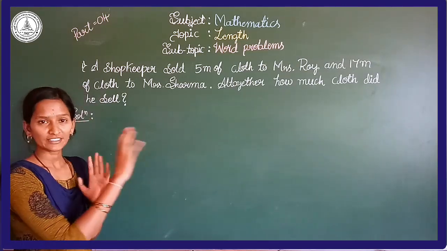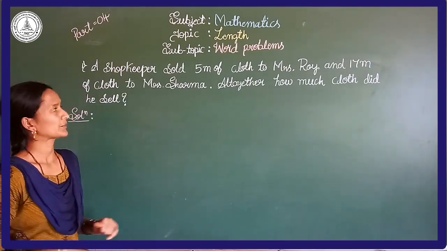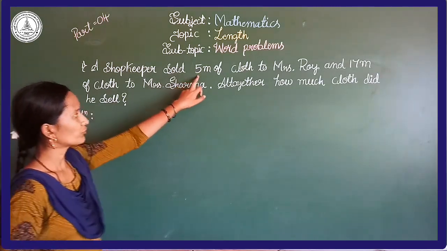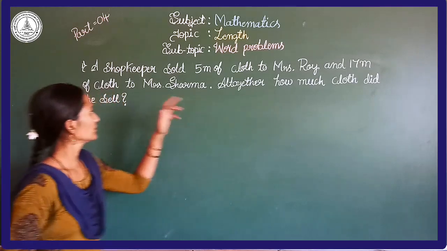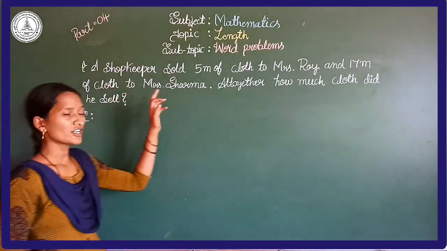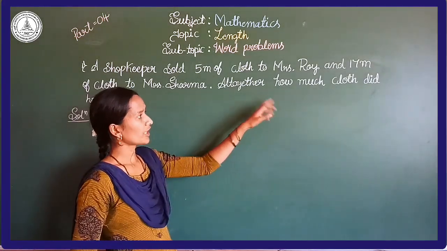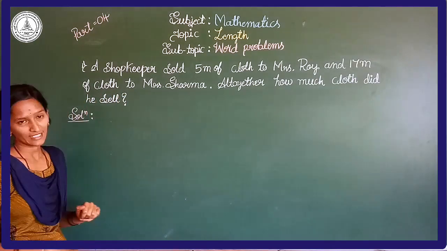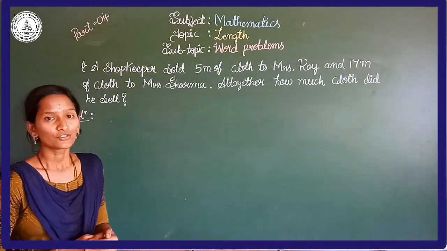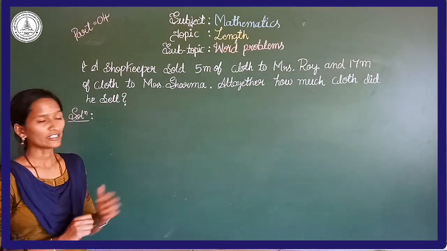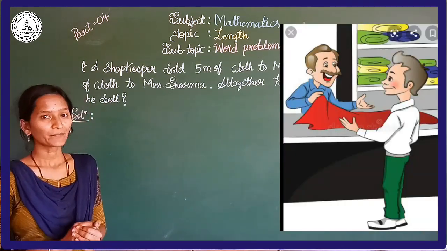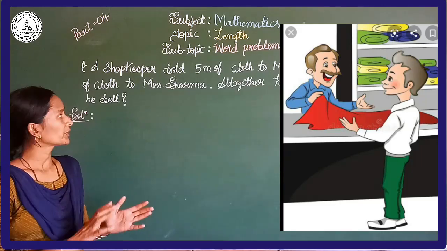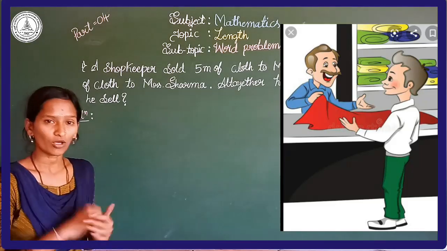See, first I am reading this word problem. Listen here. A shopkeeper sold 5 meter of cloth to Mr. Roy and 17 meter cloth to Mr. Sharma. Altogether, how much cloth did he sell? So students, so here is one cloth center, right? Here is a shopkeeper, right? So this shopkeeper, he sold some cloth.